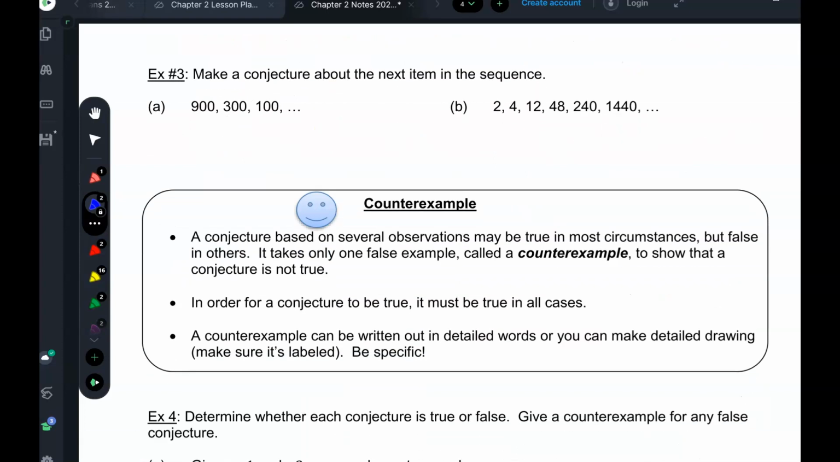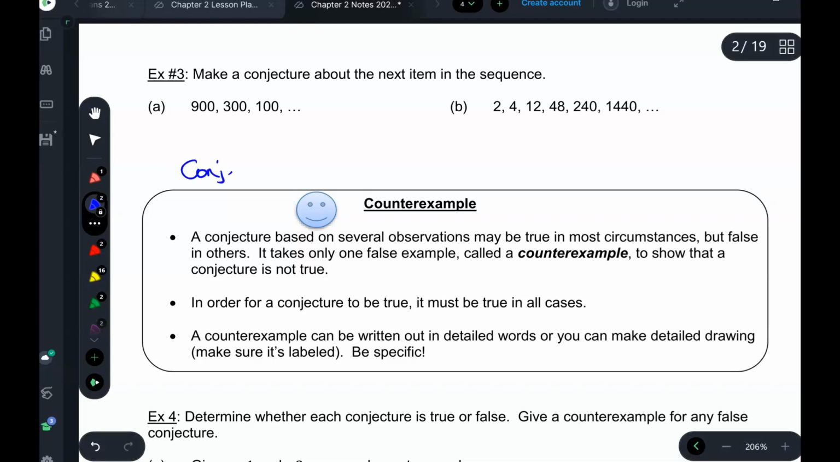Let's make a conjecture about the next item in the sequence. Again, we're just looking for a pattern. Now this time, it's not going to be adding the same thing. It's not going to be subtracting the same thing. It looks like multiplying or dividing. It's dividing by 3, and then I divide by 3 again, that will give me 100.